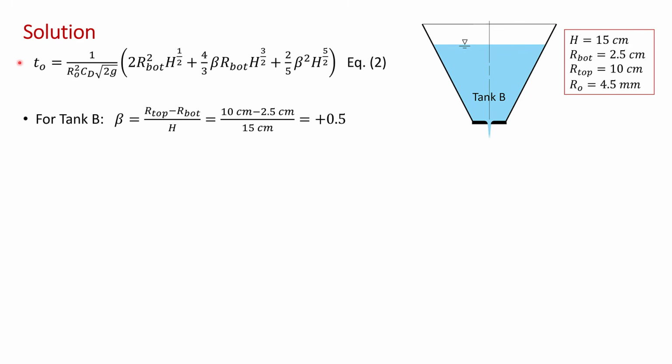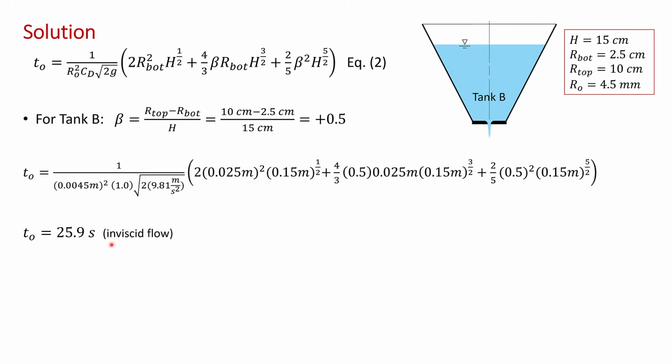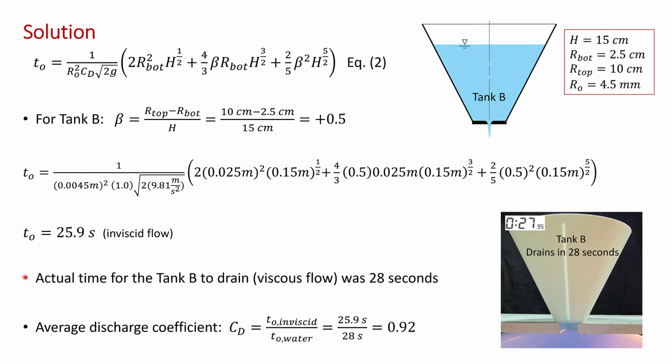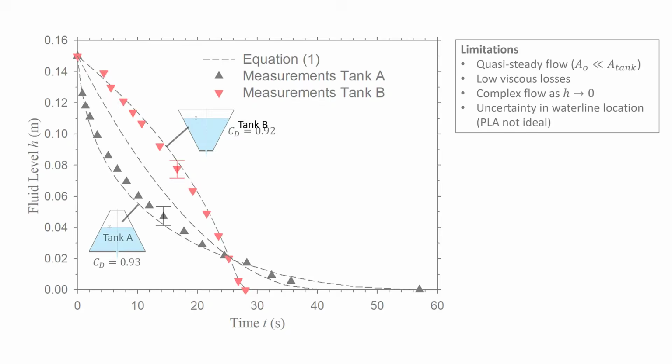Now we can do the same thing for tank B, the winning tank. It tapers in the opposite direction. It has a taper parameter beta equal to positive 0.5. Again, making all the substitutions, we get that the time for the tank to drain with an inviscid fluid is 25.9 seconds. We saw from the video earlier that the actual time for tank B to drain is 28 seconds. So again, we can use this time ratio, the time ratio of the inviscid fluid to the real fluid, to get a discharge coefficient, which works out to be 0.92.